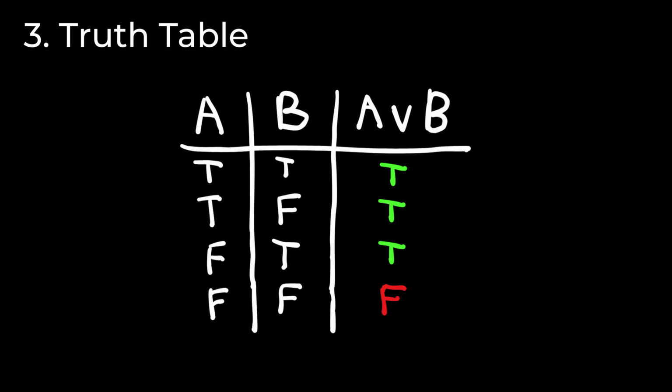Looking at the truth table for OR statements, if either one of them is true, then the compound statement is true. Let's start at the top and work our way down. If A and B are true, then A or B is true.